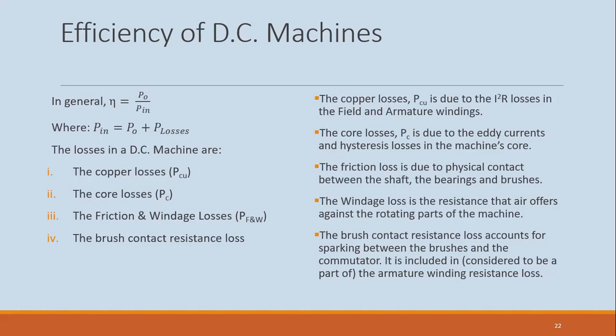But in general, efficiency is P out over P in. And P in can be written as P out plus P losses, as we did last week. But the losses in the DC machine are copper loss, core loss, and then there's something called the friction and windage loss. Some textbooks call it the rotational loss. And then you have losses where the brushes make contact with the commutator.